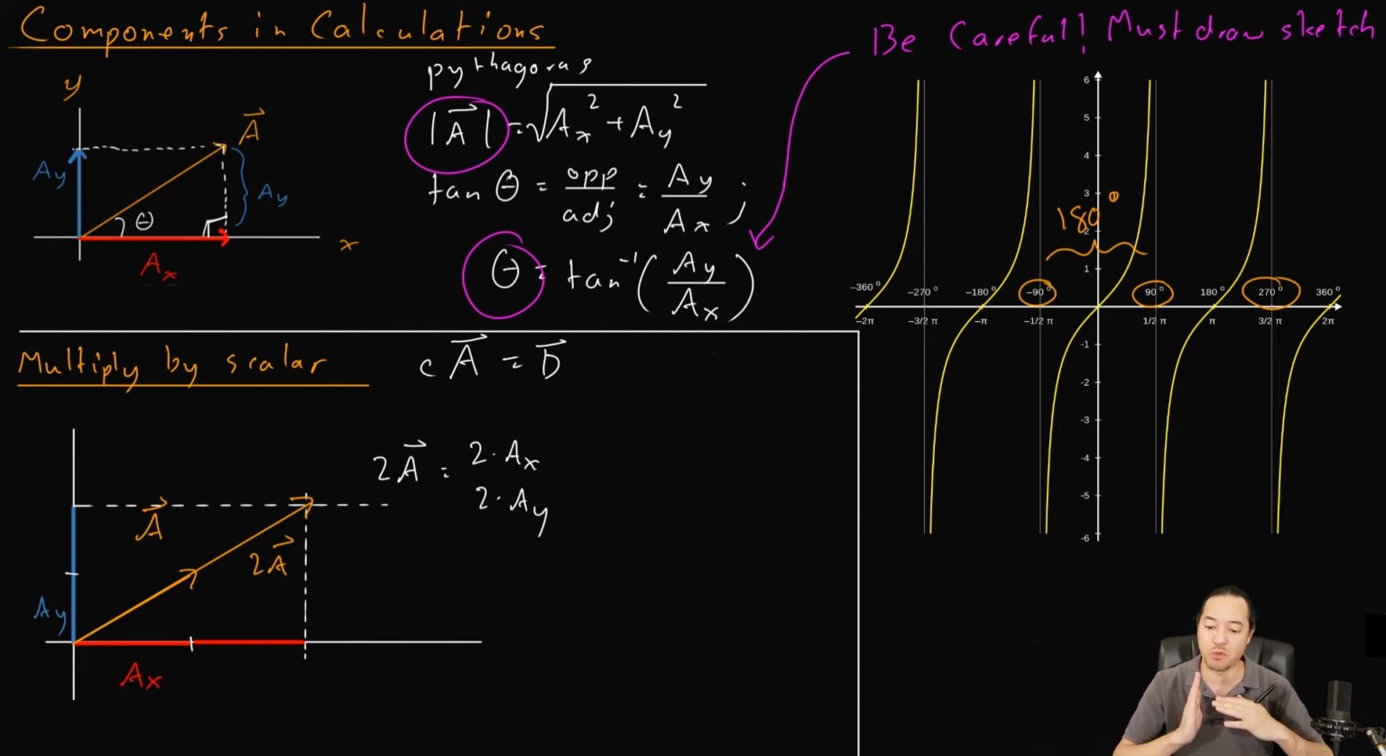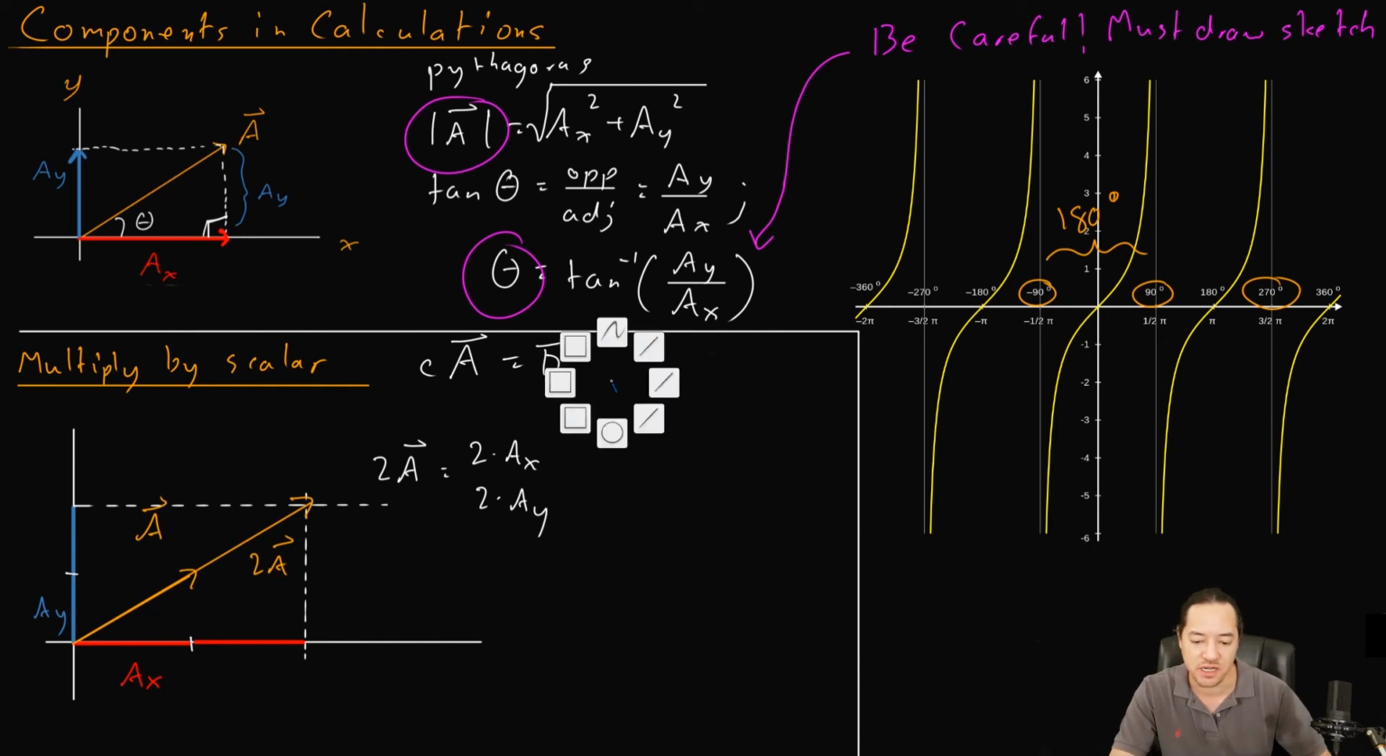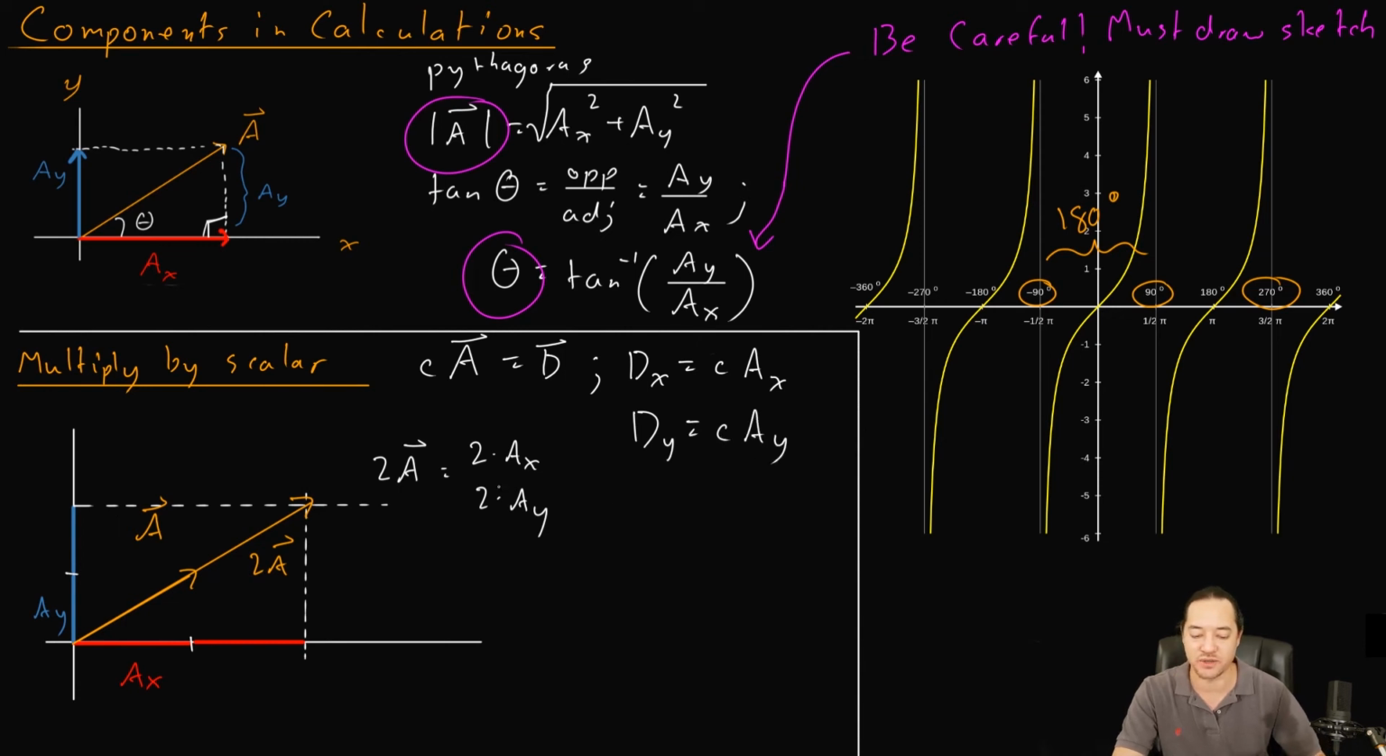And so we can multiply the components by a scalar, and that will be the same as multiplying the vector by the same scalar. So this is our lesson on how we can multiply scalars with vectors and use components to do that. In general, dx would be equal to c times ax, and dy would be equal to c times ay. So this is the rule about how we can multiply vectors with scalars and use components to help us do that.